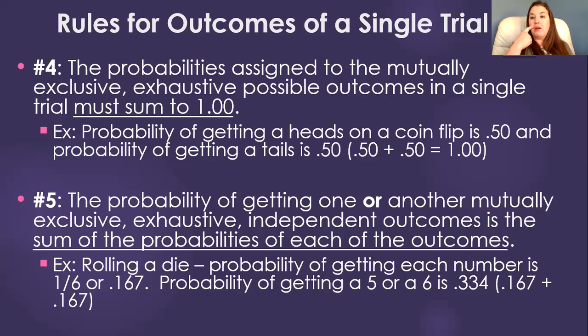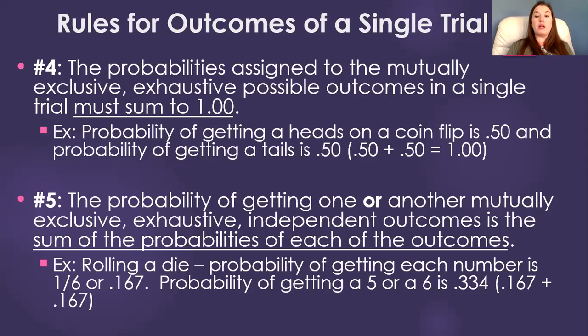If it's asking about the probability of getting one thing or another thing, then we know that we're adding together the two probabilities. So for example, if you're rolling a die, the probability of getting any one of those values, a 1 or a 2 or a 3 or a 4 or a 5 or a 6, is 1 out of 6, right? You have a 1 in 6 shot of rolling any of those outcomes. 1 divided by 6 is 0.167, or 0.1666667 into infinity, so we can round to 0.167.